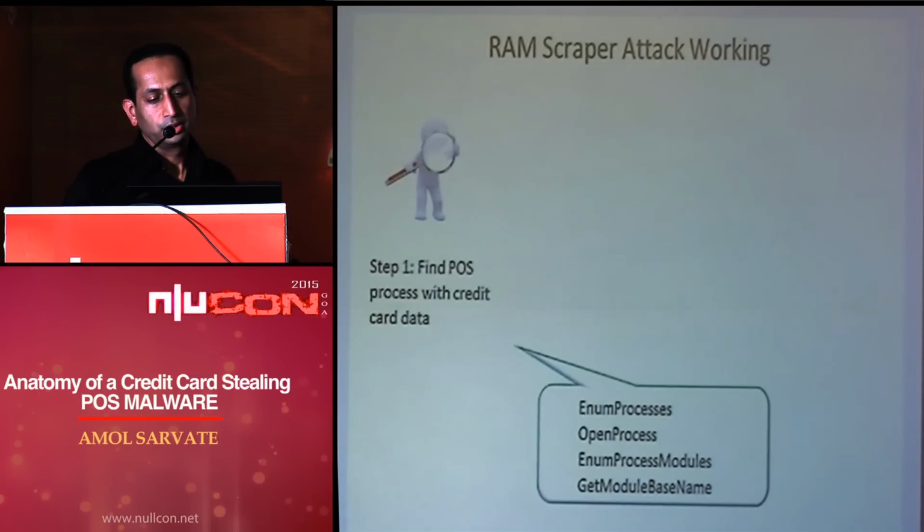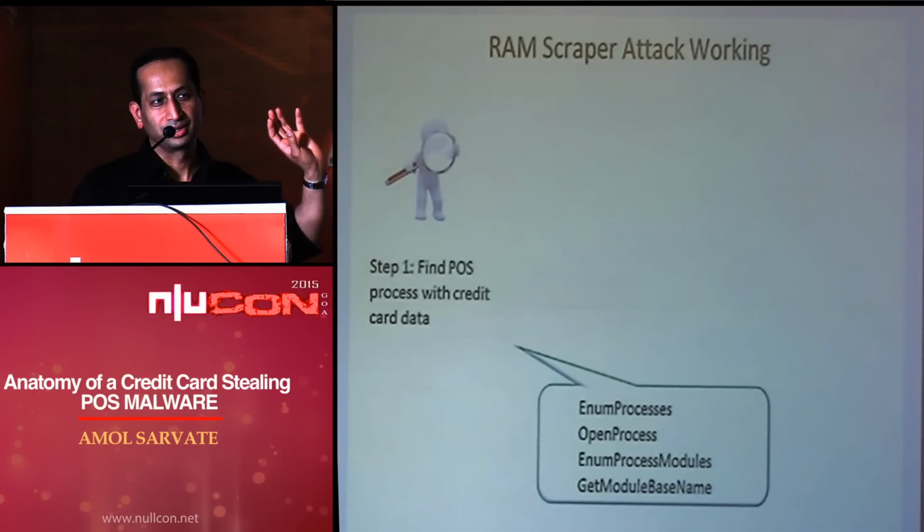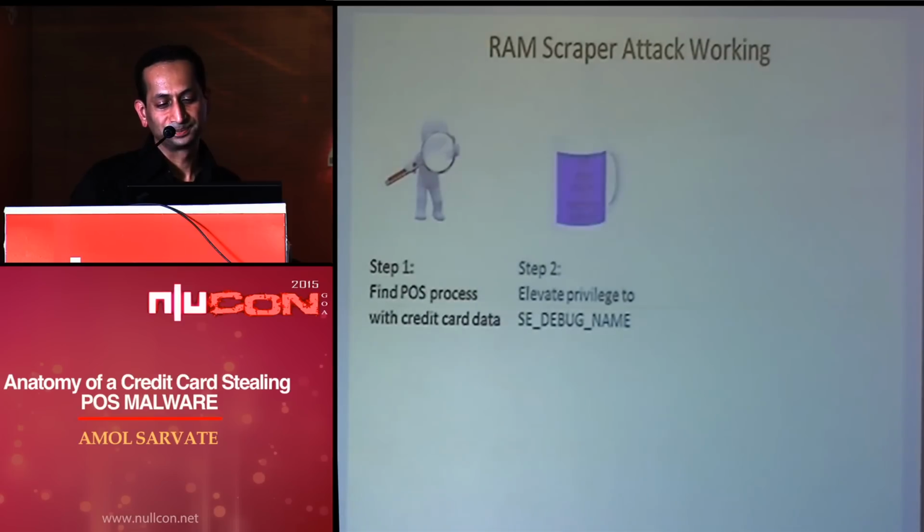So okay, you find the POS process. You could alternatively just look at all processes, but then that decreases your chances of getting to the credit card, because as I said earlier, it's a cat and mouse game. The POS software will read the card data, it will try to encrypt it as soon as possible, but the RAM scraper malware has to be very quick to get to the data before it is encrypted. So these are basically just some steps to make it real quick.